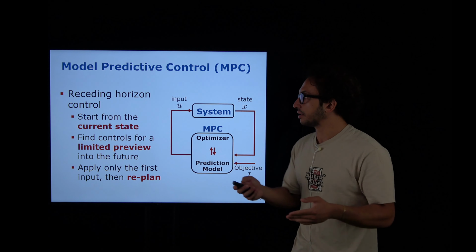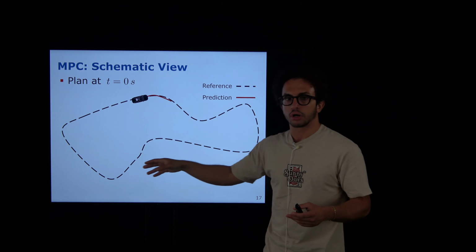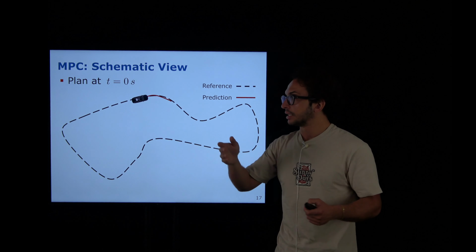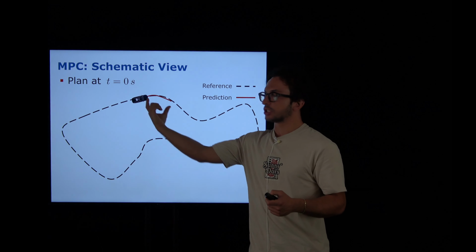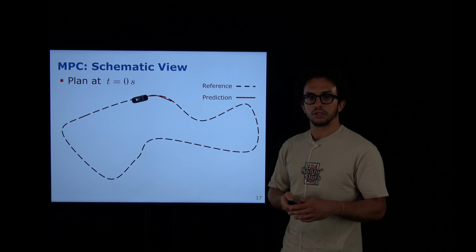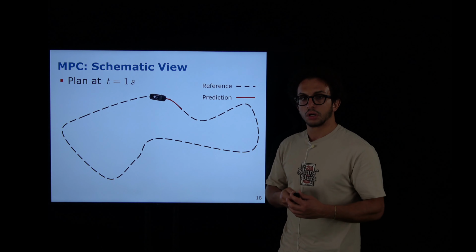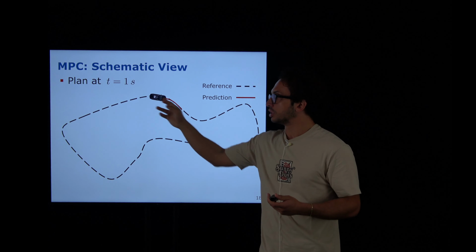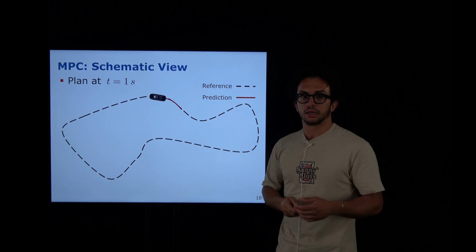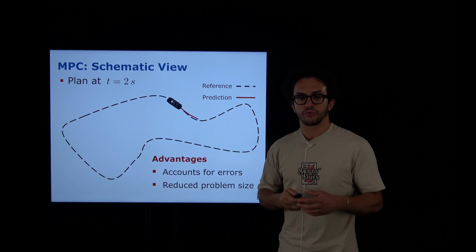So basically, a schematic view of this is, imagine you want to follow this whole trajectory. Before, we've seen something that was trying to solve it all together. Now we're just trying to solve it for this small chunk. And then once we find the optimal solution for that chunk, we apply the first one. You see that we haven't reached the end of the chunk. And then we plan again, and we obtain the optimization for another chunk. And so on and so forth.